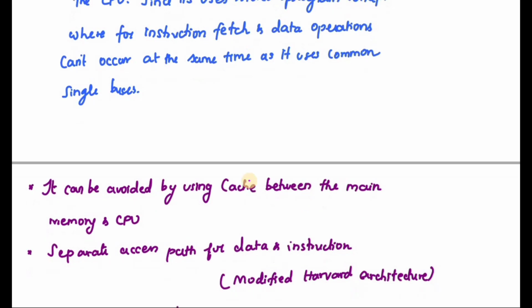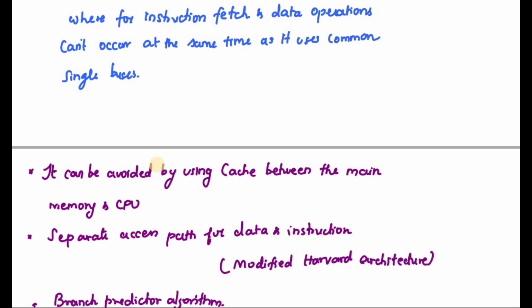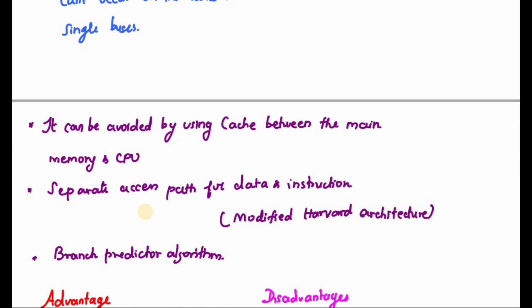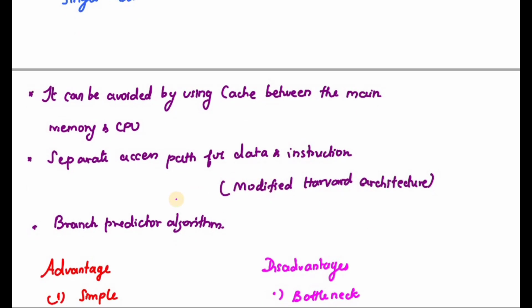The bottleneck problem can be reduced by using a cache between the main memory and the CPU, and if you use separate access for the data and instructions, we can avoid this problem. This comes under the modified Harvard architecture, and we can also use a branch predictor algorithm.